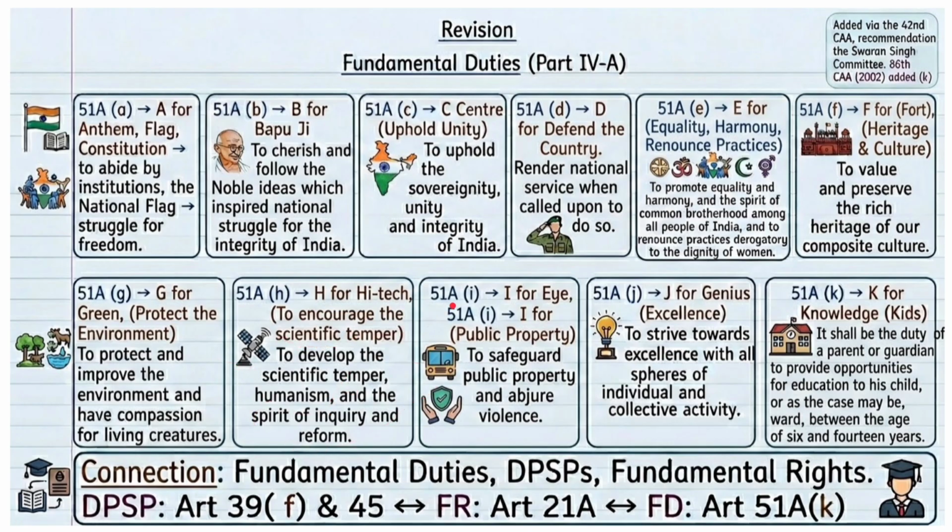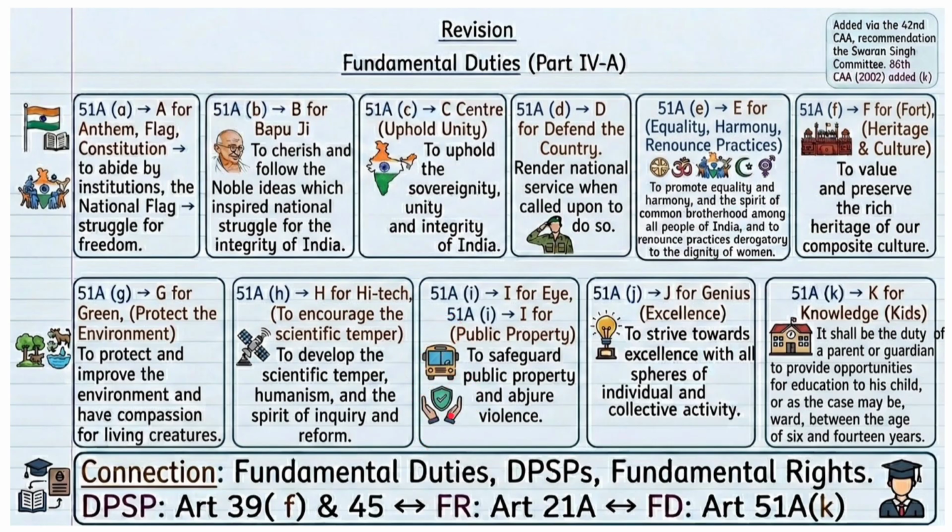Next article is 51A Clause I. I you can remember as I for eye. So there is a quote, an eye for an eye makes the whole world blind. Means आँख के बदले आँख. What it indicates about violence. So this quote teaches us to avoid violence and therefore this duty asks us to safeguard public property and abjure violence. In simple words, we should protect public property and stay away from violence.